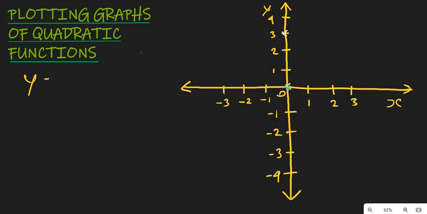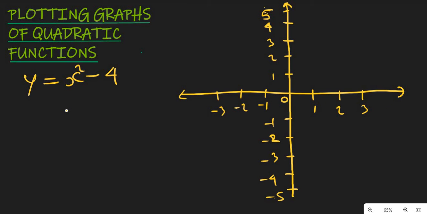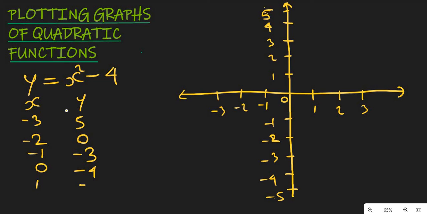Consider this function, y equals x squared minus 4. Let's substitute values for x and obtain our values for y. When x is minus 3, the value of y is minus 3 squared, which is 9, and 9 minus 4 is 5. When x is minus 2, minus 2 squared is 4, 4 minus 4 is 0. When x is minus 1, 1 minus 4 is minus 3. When x is 0, 0 squared is 0, 0 minus 4 is minus 4. When x is 1, 1 squared minus 4 is minus 3. When x is 2, y is 0. When x is 3, y is 5.